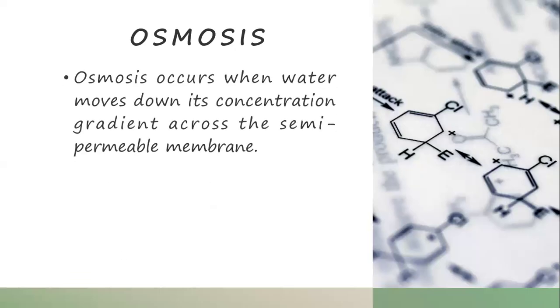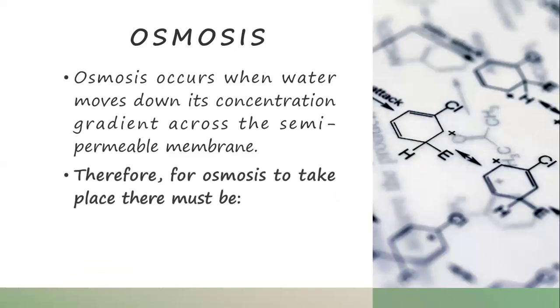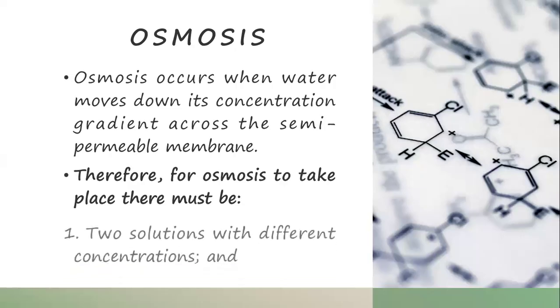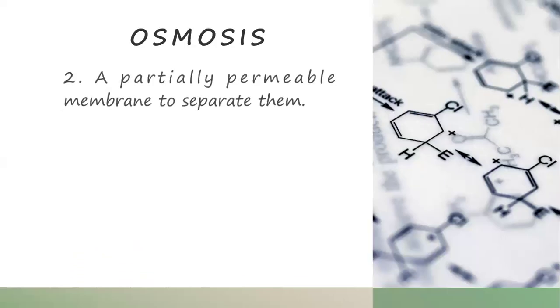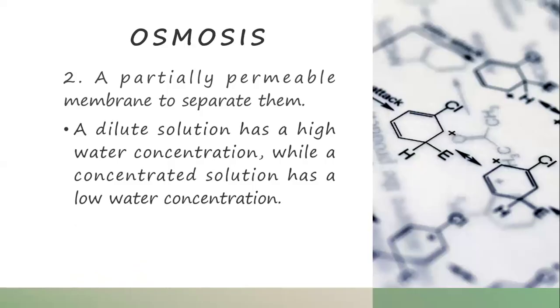Osmosis occurs when water moves down its concentration gradient across the semi-permeable membrane. For osmosis to take place, there must be some requirements. The first is two solutions with different concentrations, and a semi-permeable membrane to separate them. A dilute solution has a higher water concentration, while a concentrated solution has a lower water concentration. That has to be noted when talking about solutions in osmosis.